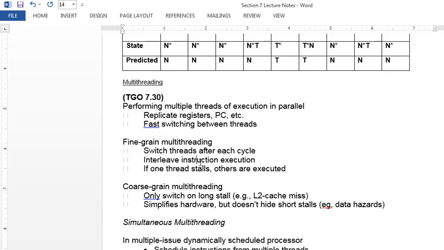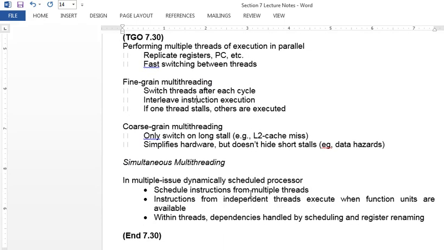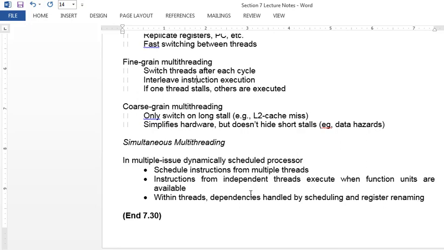So simultaneous multi-threading is a dynamically scheduled processor. It schedules instructions from multiple threads. Instructions from independent threads execute when the function units are available. And within threads, dependencies are handled by scheduling and register renaming.